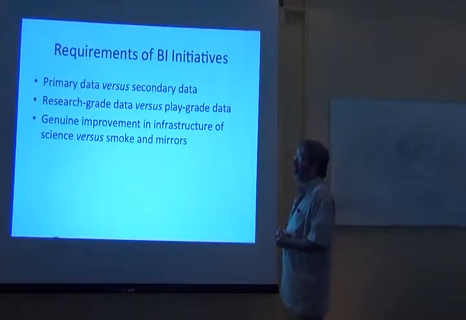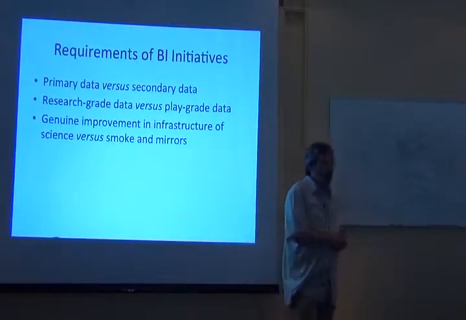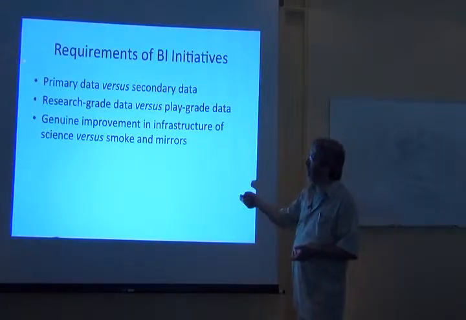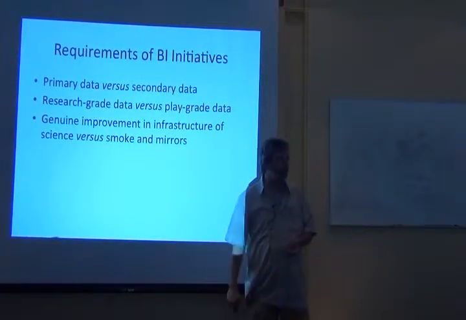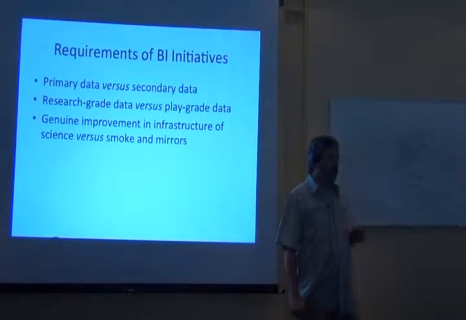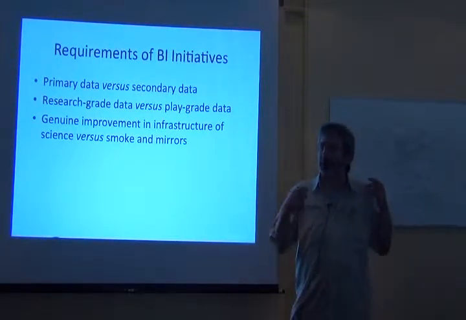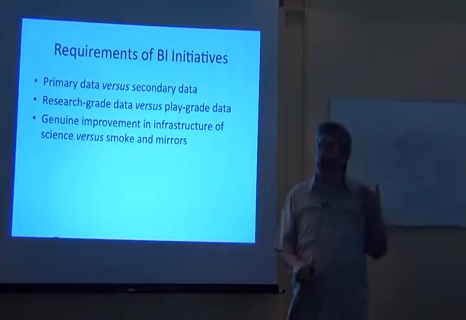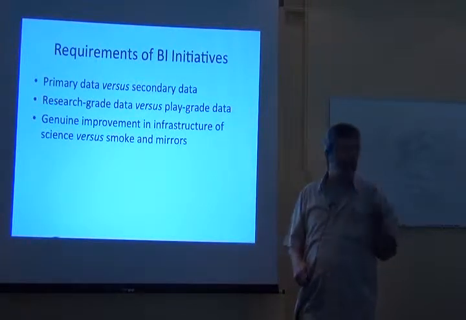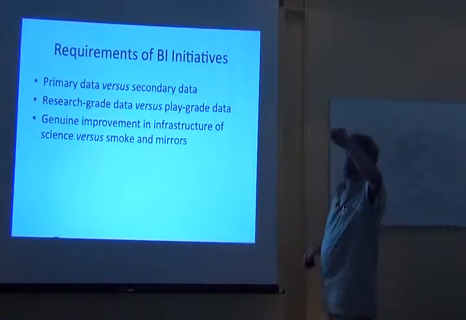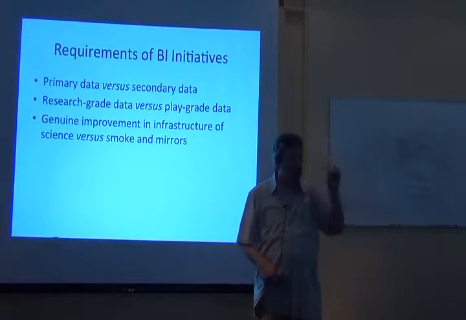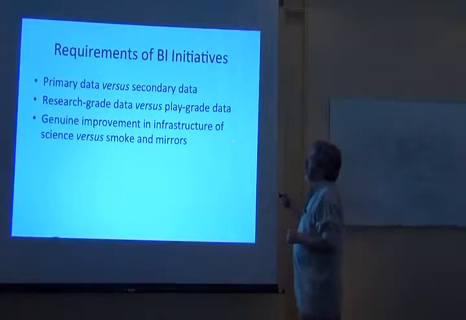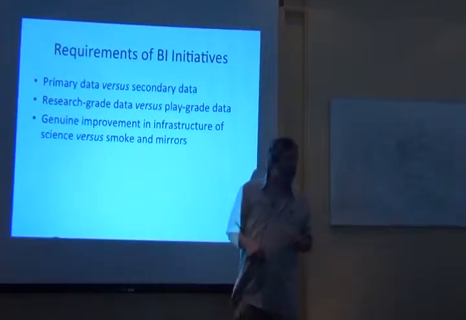So just to give you some general thoughts about biodiversity informatics, there should always be a focus on primary data versus secondary data. Always. Primary data are data that are essentially ready to roll for research. Secondary data are somehow interpreted. Something subjective is in there. It could be a range map instead of known occurrences. Okay? We always want to see research grade data versus play grade data.